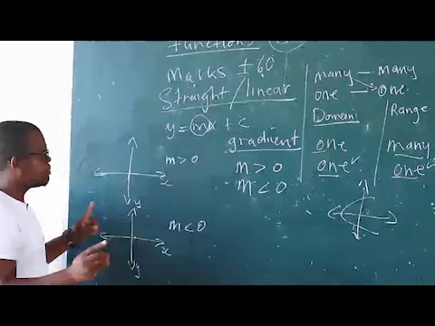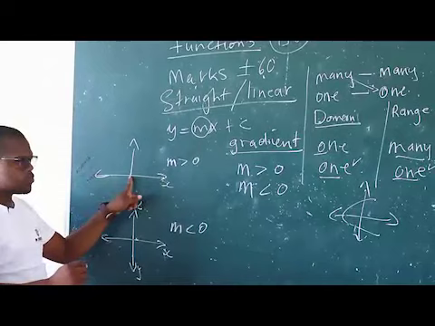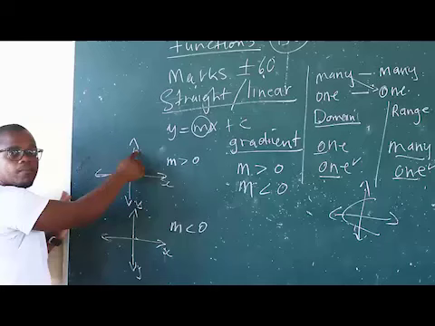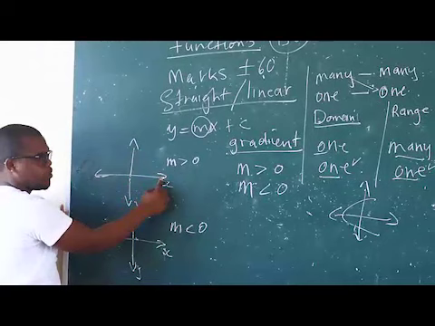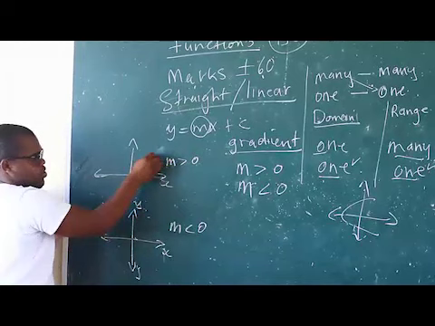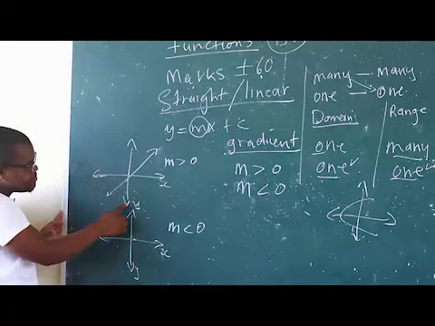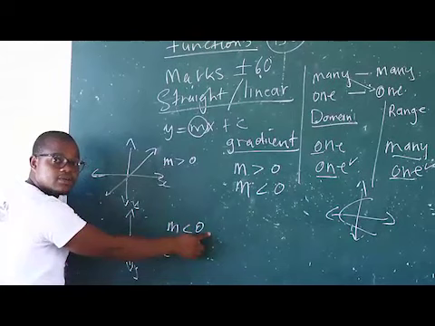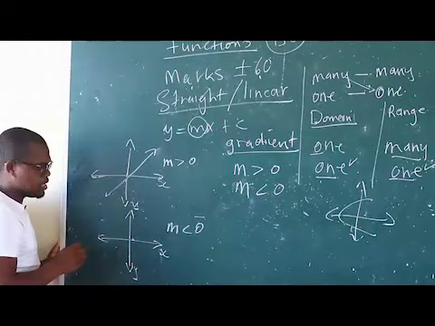We check y, how is it, positive or negative, and x, positive or negative. This is negative x, this is positive y. Negative times negative is positive, and positive times positive is positive. That means if m is greater than 0, my graph will go like this. Why does it go like this? Because negative times negative is positive, and positive times positive is positive. Now here, it must be less than 0. Since it is less than 0, that means it is negative. So positive times negative is negative. That means it will go like this.